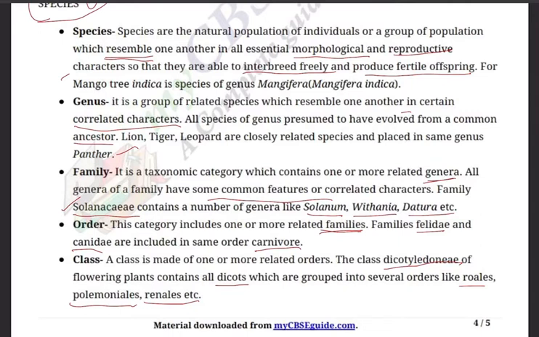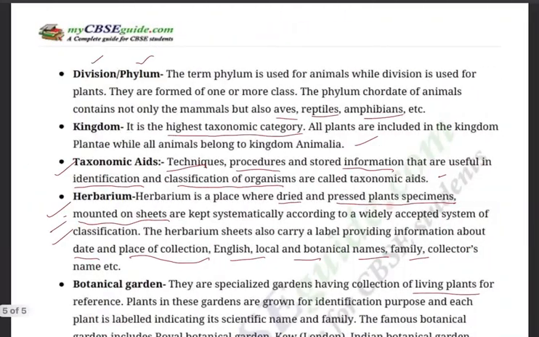okay, and many families will be kept under one order. So families Felidae and Canidae are included in the order Carnivora. So why are they included? Because all these animals eat non-vegetarian food, carnivores. And a class is made up of one or more related orders. The class Dicotyledonae, dicots. Flowering plants contain all dicots, which are grouped into several orders like Rosales, Polymoniales, Ranales, etc.